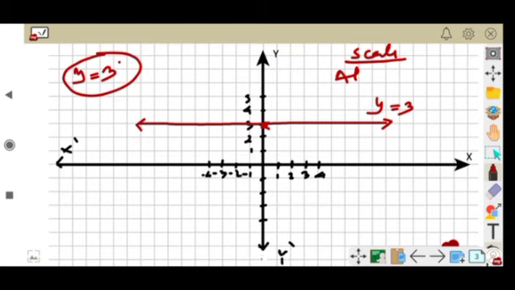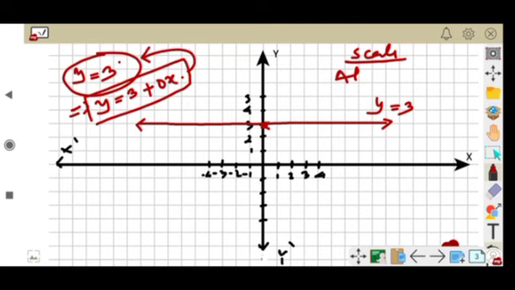So don't get confused when I just say y equal to 3. I told you before, this can be expressed as y equal to 3 plus 0x. Okay, so this is actually equal to this only. So I write here directly y equal to 3. This is how you have to draw.